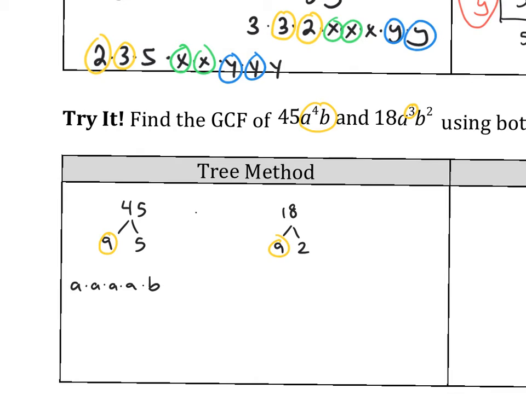So now I'm pulling the 9 out. So let me do GCF down here. GCF is equal to the 9. Now I'm saying the a cubed, because this one has a times a times a times b times b. And then we notice that 3 a's are in common there, and 1 b is in common there, and we get this.